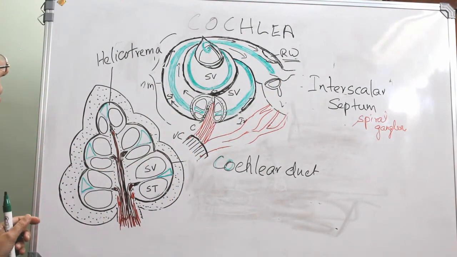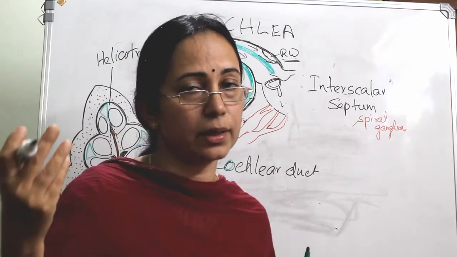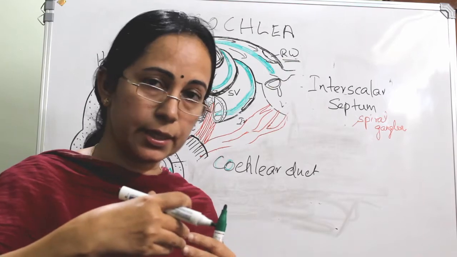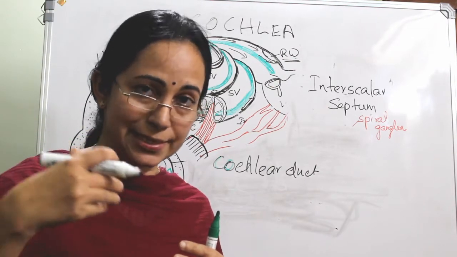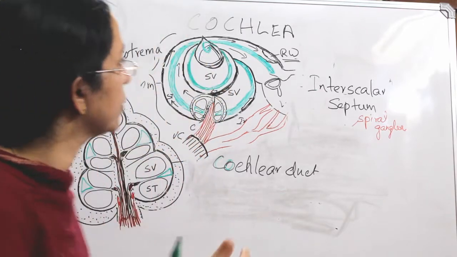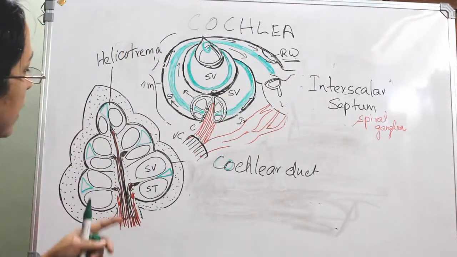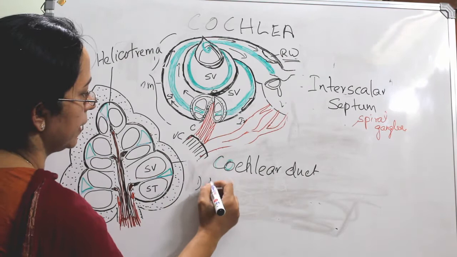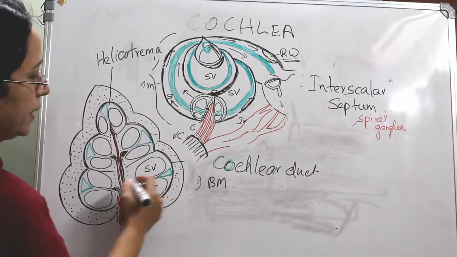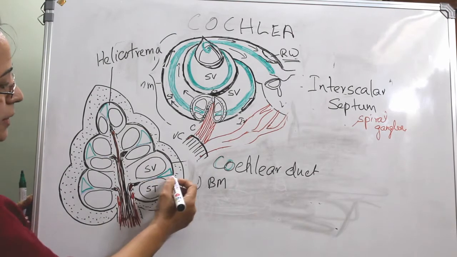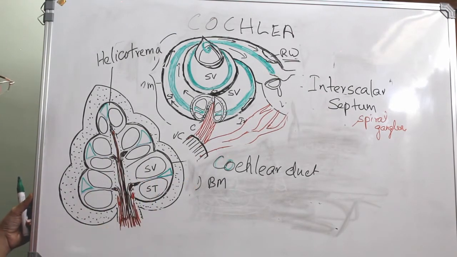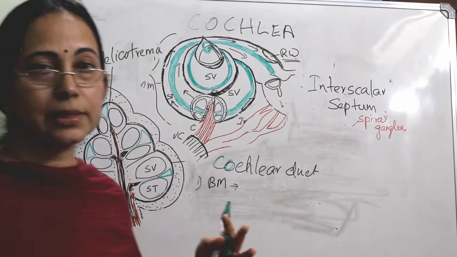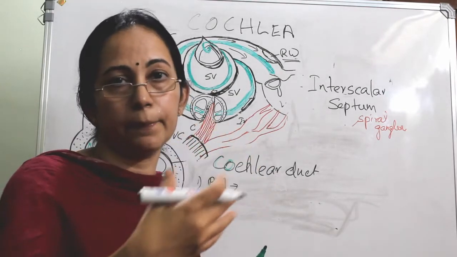So this is the cochlear duct, and how does it continue with the vestibule? This cochlear duct comes and joins with the saccule through the ductus reuniens. So here comes the ductus reuniens part. This is triangular in cross section and it has a basement membrane, which rests on the membranous spiral lamina and partly on the bony spiral lamina, and the length of the basement membrane increases as it goes from the basal to the apical turn.